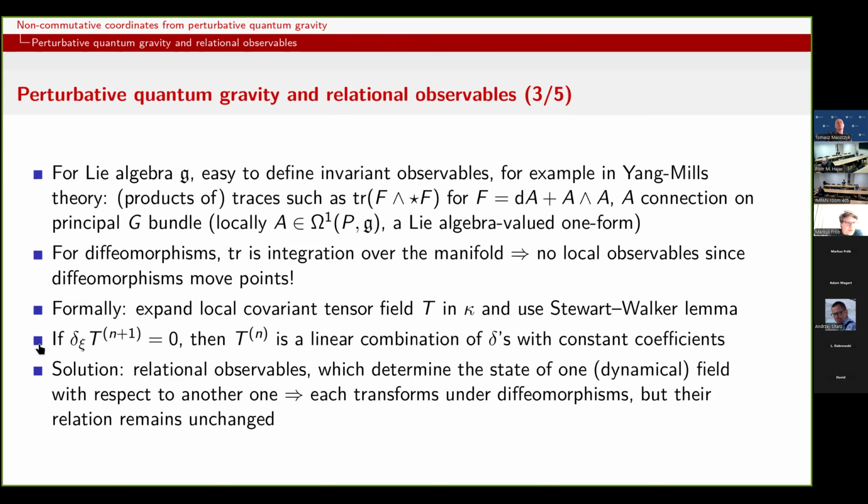So what people are considering are fields, observables invariant under this transformation, and the only thing that can happen is that they are relational. That's the upshot of this. So one needs at least two fields and sort of define their relative state. I will explain to you how to do this on the next slides.